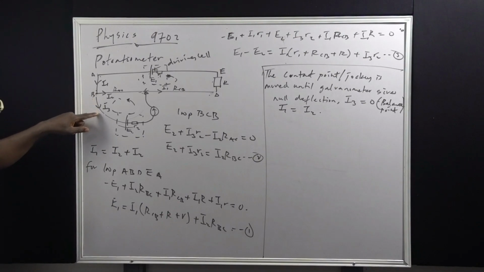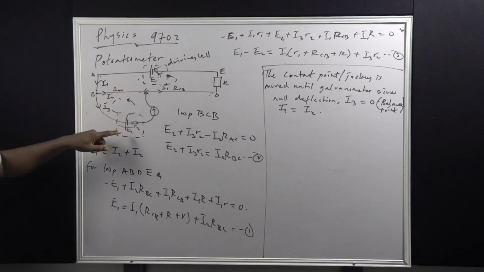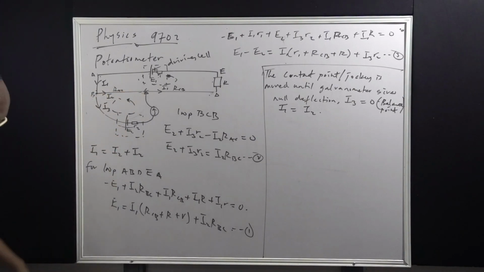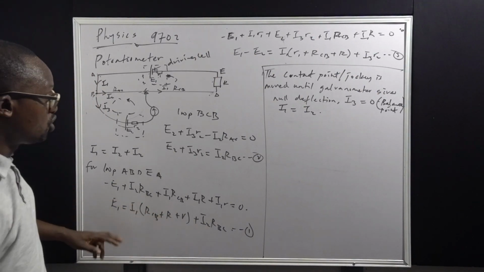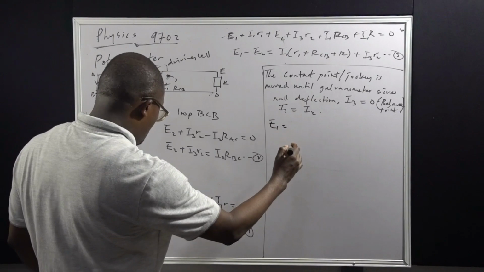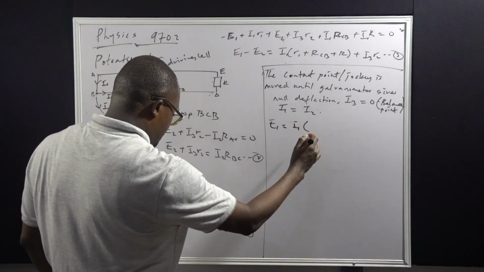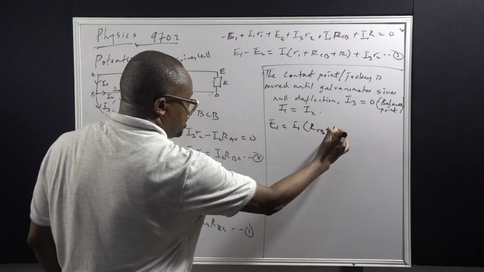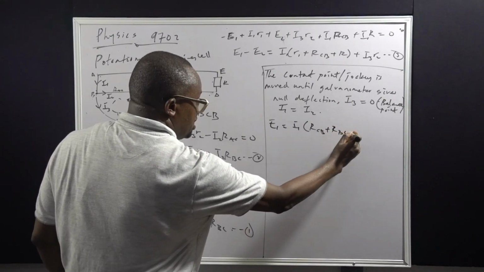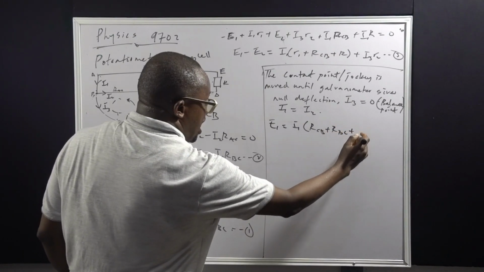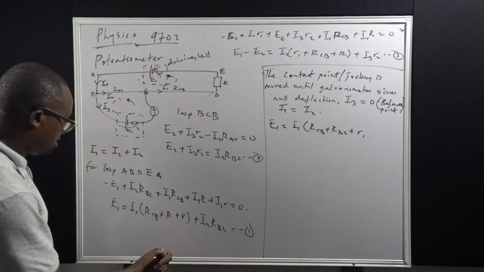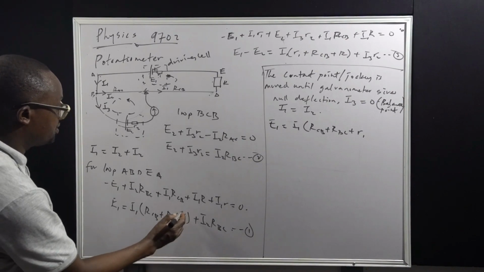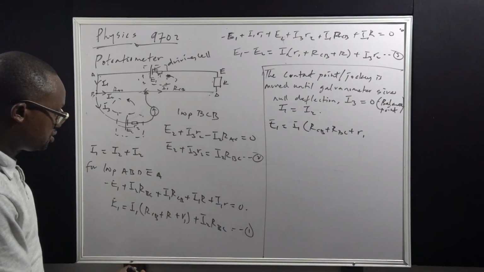Because if there is no current flowing through this wire, then the PD of resistor wire BC is balanced by the EMF of this battery. You are going to see more of that. So if I simplify that, I2 becomes equal to I1. So E1 now becomes I1 into resistance of CB plus resistance of BC plus R1 internal resistance plus R1, which is this one, plus R.